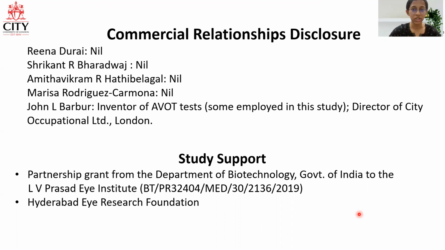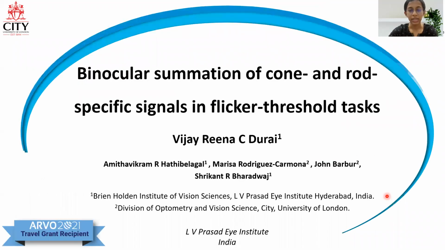This is the commercial relationship disclosure for the project that I would be presenting. The study was supported by a partnership grant from the DBT, Government of India, to LV Prasad Eye Institute and Hyderabad Eye Research Foundation. The title of the topic that I'm going to discuss today is Binocular Summation of Cone and Rod Enhanced Specific Signals in Flicker Threshold Task.